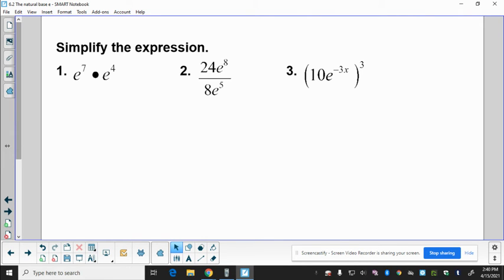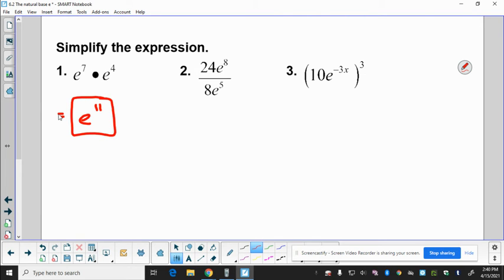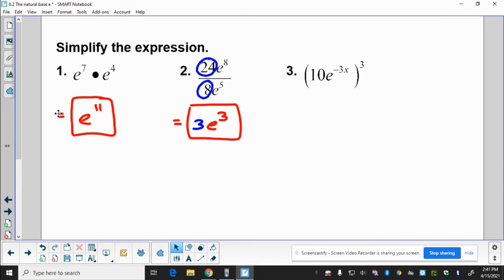For number 1, you should have added your exponents together to get e to the 11. For number 2, if you reduce your fractions correctly, those numbers 24 and 8 would divide to give you a 3. The e's will subtract to give you e to the 3. And I don't think we need a fraction, do we? No, we don't. So we could just get rid of all that, and there's our answer.